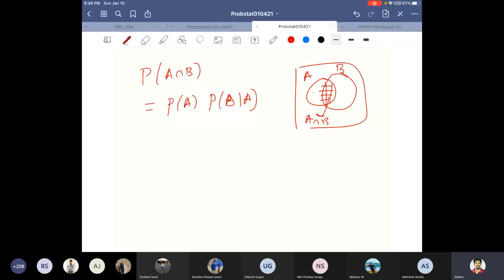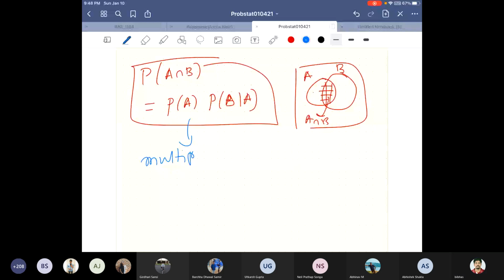Okay. So, you can consider different examples also, and try to see why this is important, or how this is defined. In fact, this has a name. This formula has a name, which applied to the definition is called the multiplication rule. Multiplication rule.